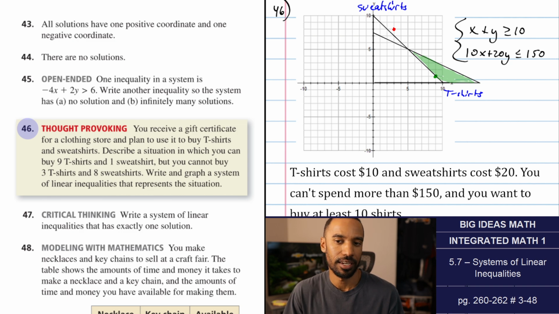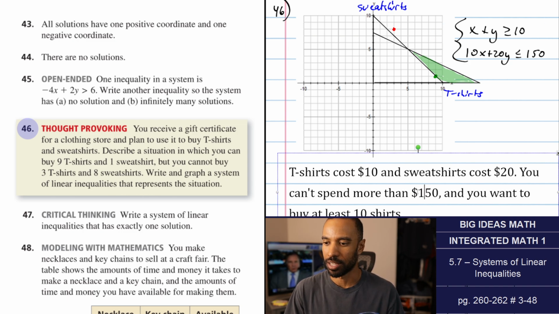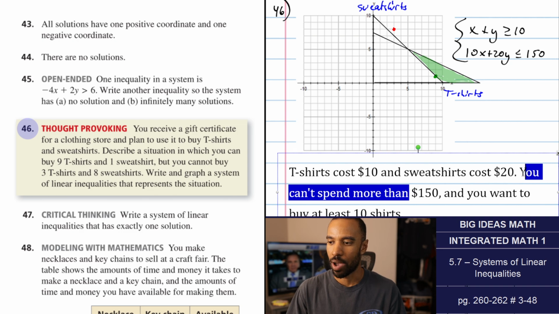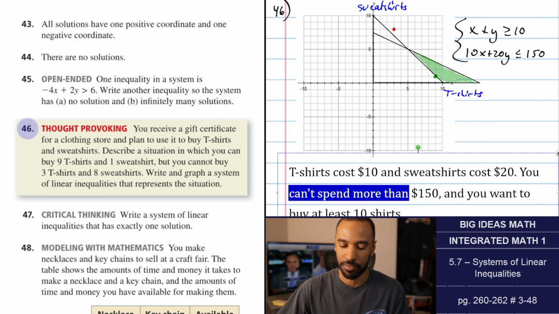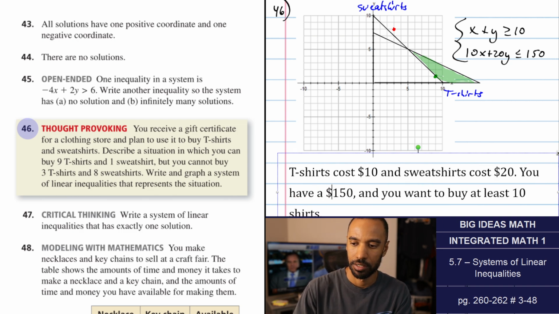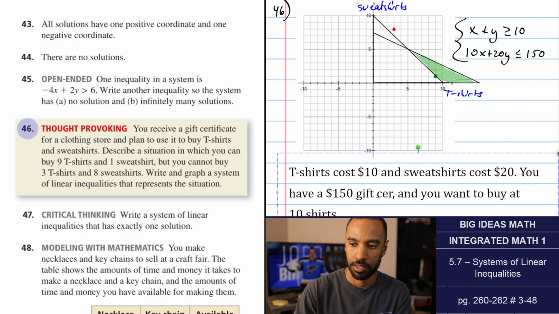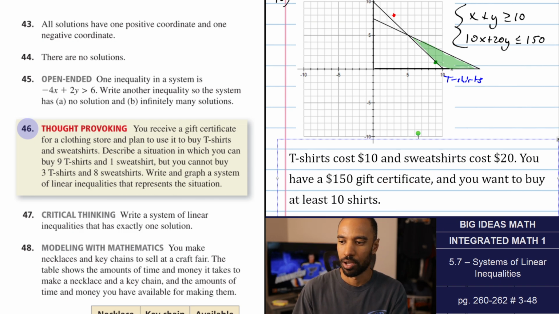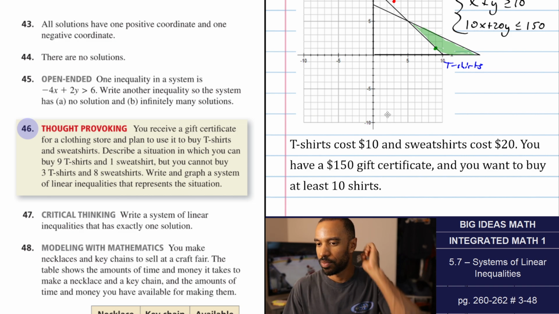There's my open-endedness. Okay. Oh, received a gift certificate. So let's see. My gift certificate says I cannot spend more than, let's say you have a $150 gift certificate. Okay, there's that one.